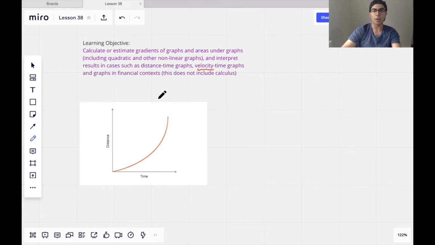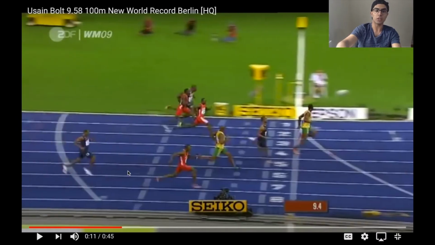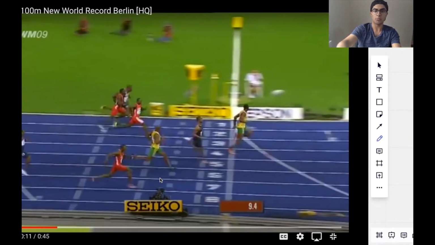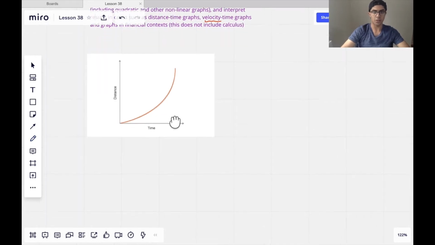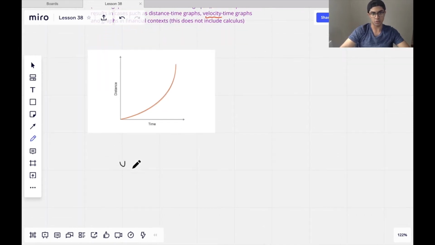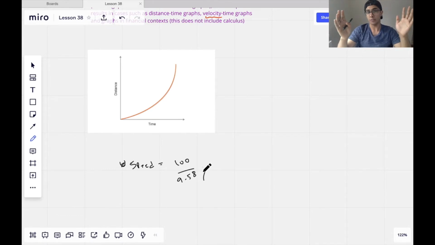What might we think Usain Bolt's speed is? Well, we know that he covers 100 meters. This is a 100-meter race, in 9.58 seconds. That's the world record. So I'll just write speed. And we know speed is distance over time, right? So he covers 100 meters in 9.58 seconds. So you can say his speed is this, right? And that's his speed over the whole thing.